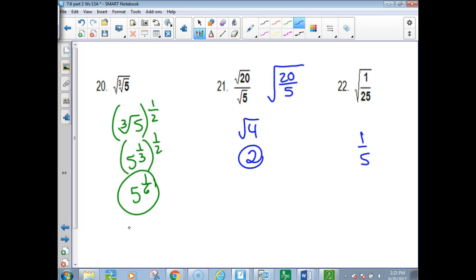What's the square root of 1? What's the square root of 1?